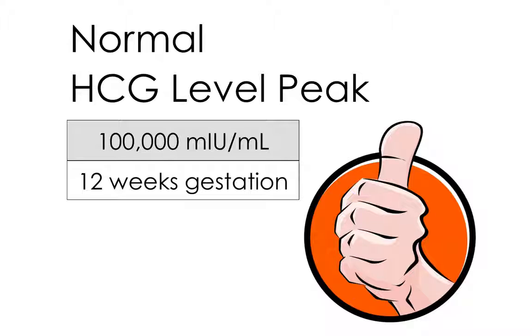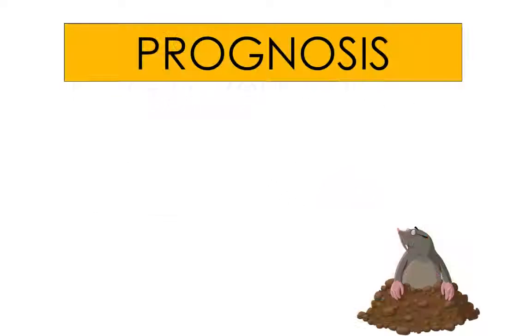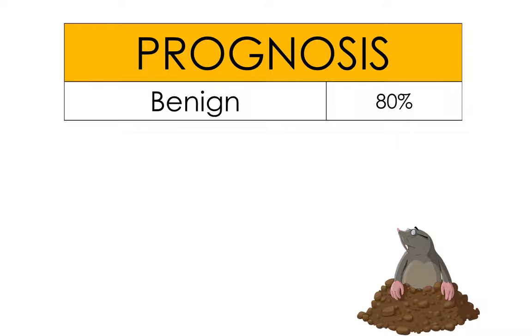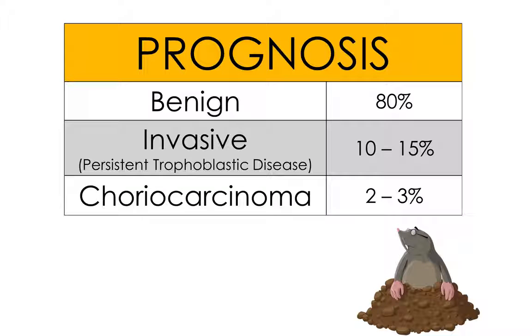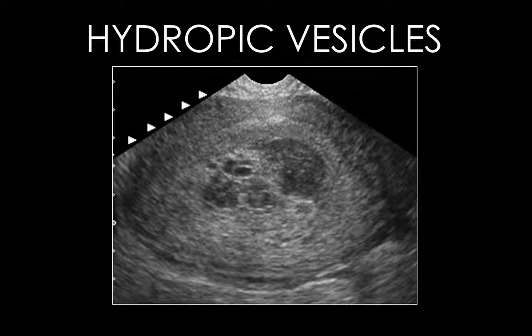It is important to be aware of this when using the HCG level to assess the status of any pregnancy, particularly in first trimester. The overall prognosis for most cases of molar pregnancy is good. 80% are benign and can be treated by terminating the pregnancy. About 10 to 15% are locally invasive and will require chemotherapy, and about 2 to 3% will progress to choriocarcinoma. This image shows the intrauterine presence of hydropic vesicles.